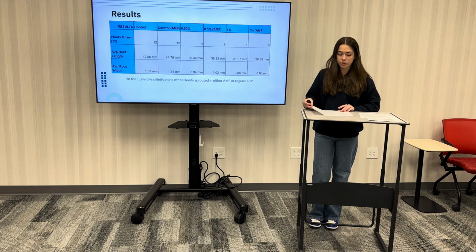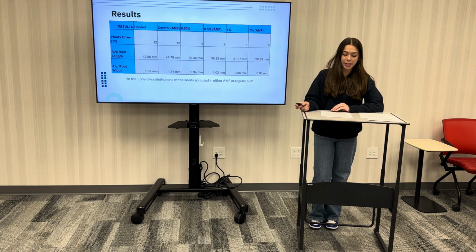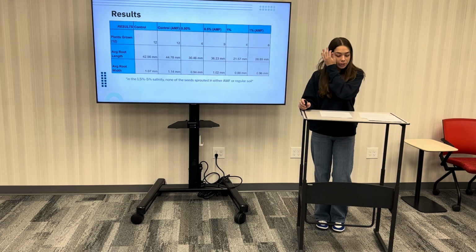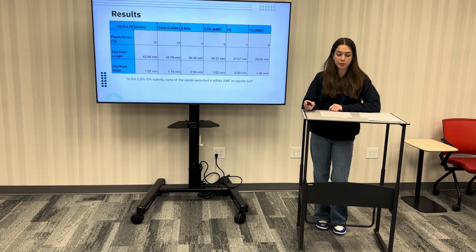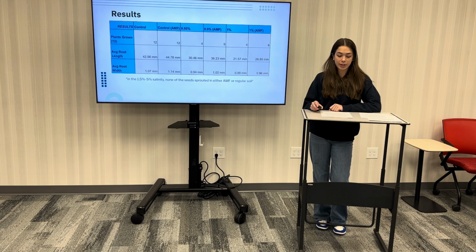Now, results. In the first row, I noted how many plants had grown. In both regular and AMF inoculated soil, all 12 plants had grown in the containers for the control group. In the 0.5% soil salinity, 4 plants had sprouted in the regular soil and 9 had sprouted with the AMF. In the 1% soil salinity, 4 plants had sprouted in the regular soil and 6 had sprouted in the AMF soil. In the salt levels 1.5 to 5%, none of the seeds had sprouted, so the soil salinity levels were too high to support plant growth.